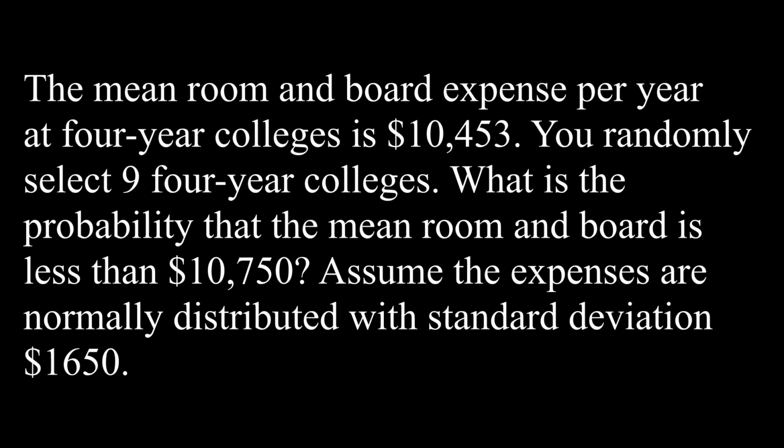So for our second example, we have that the mean room and board expense per year at four-year colleges is $10,453, where you randomly select 9 four-year colleges and want to find the probability that the mean expense is less than $10,750.